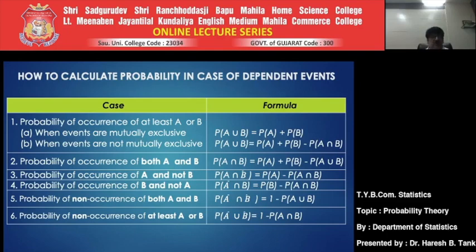Probability of non-occurrence of both. Look, the word here is non-occurrence. And another word used is both. Both means connector event. So it is nothing but intersection of not occurring A, not occurring B. That means they are complements. So probability of A complement intersection of B complement.